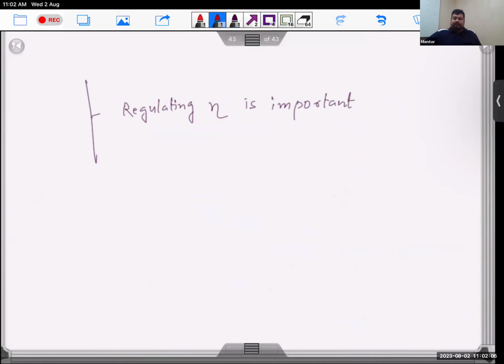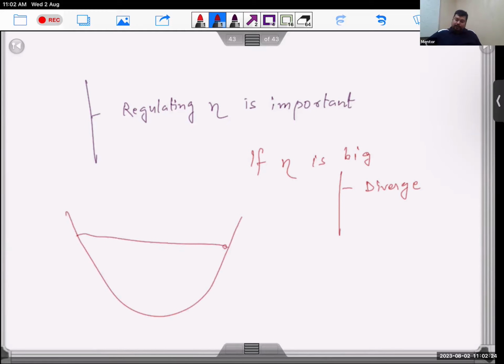So if eta is big, what happens? Overjump. You basically diverge. You do not converge to the minimum. If eta is big, you'll be diverging. It will happen like this. If you start from here, it will go here, then it will go here. You will never reach the minimum.